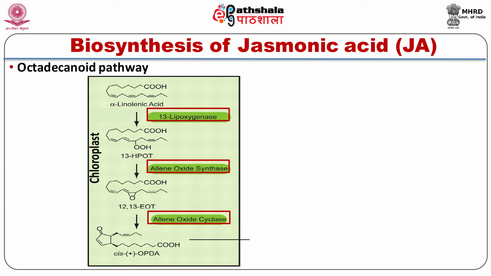It is synthesized by the octadecanoid pathway. Its biosynthesis starts in the chloroplast. First, activation of lipase releases fatty acids from the membrane lipids, and free linolenic acid serves as the precursor for jasmonic acid biosynthesis.